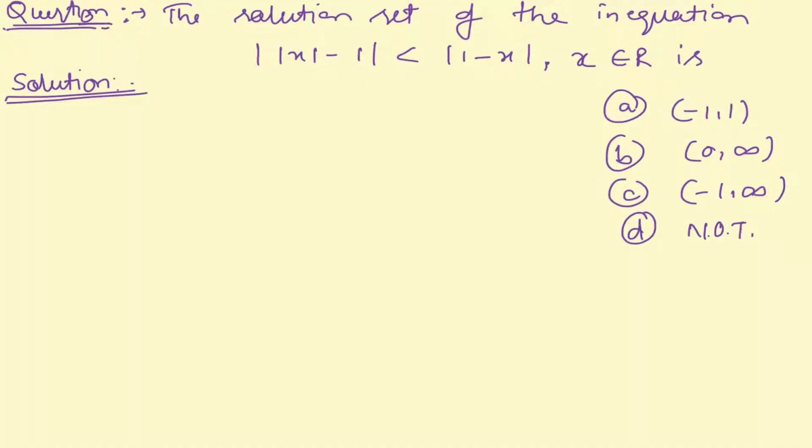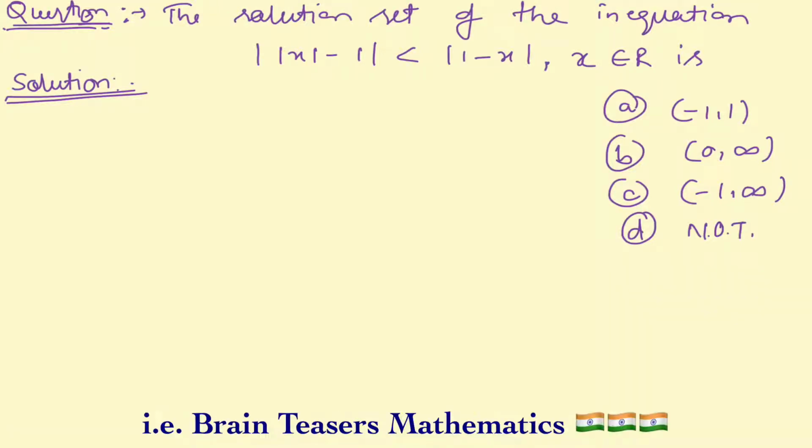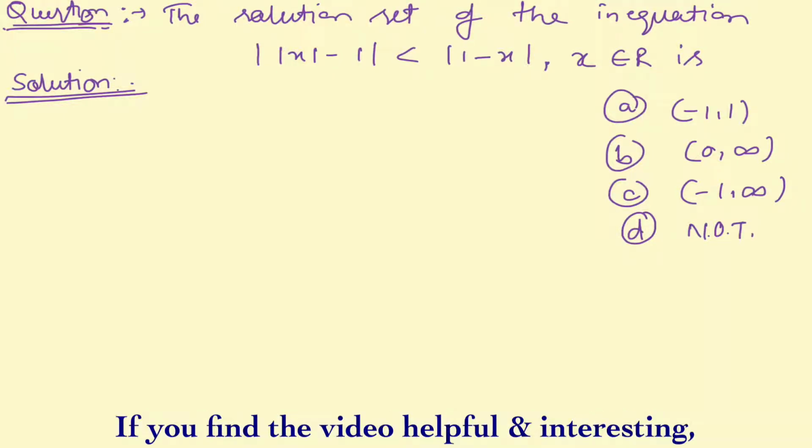So now we are going to see this question, that is nothing but the solution set of the inequation mod of mod x minus 1 whole mod less than mod of 1 minus x, where x belongs to real numbers. Four options are given with none of these as the last option. Here, how to proceed with this type of mod?